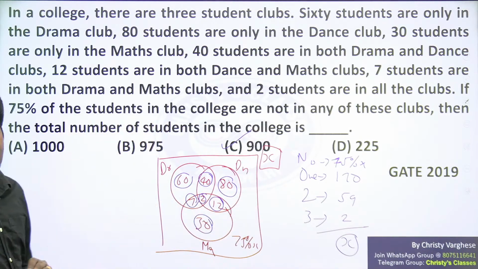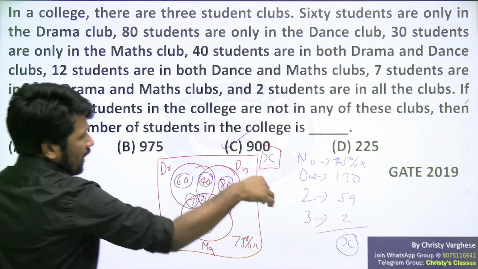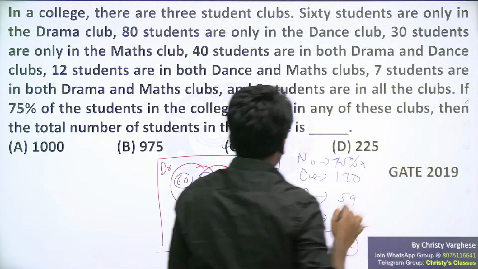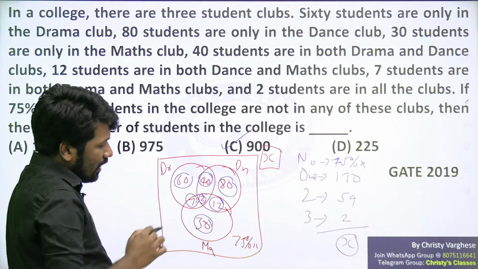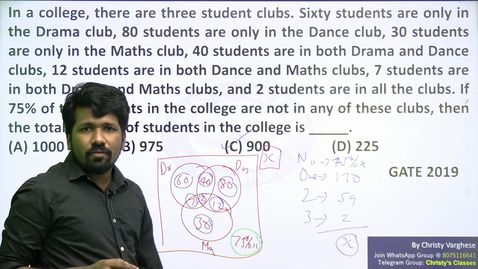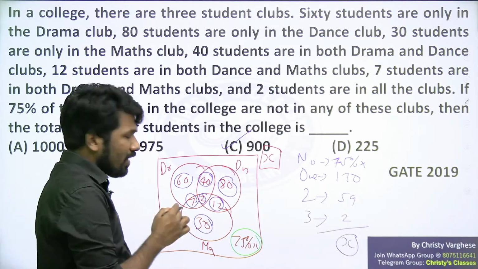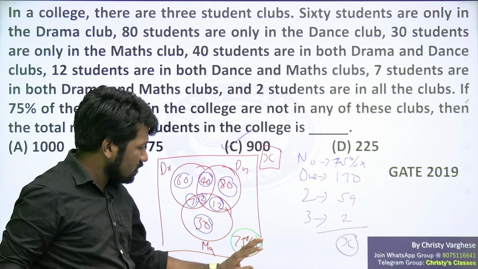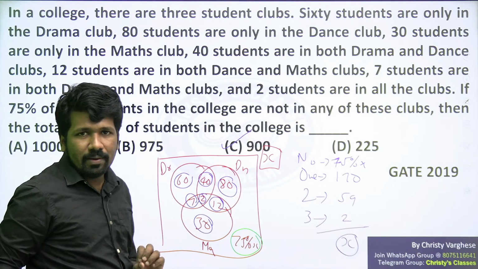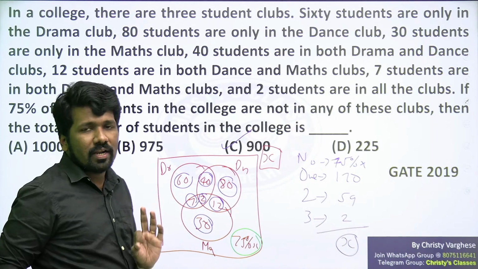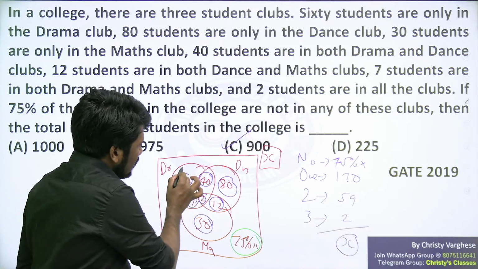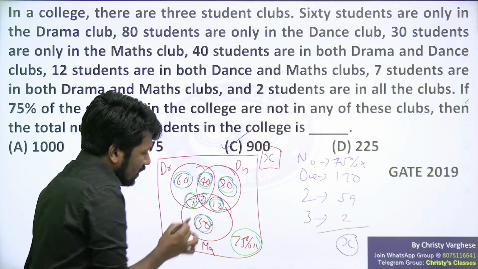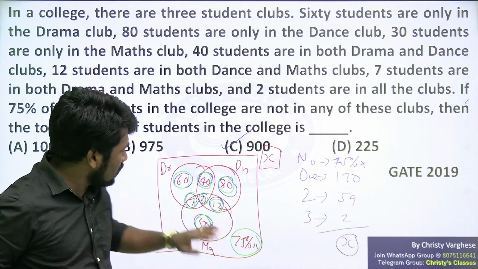Now how can you save more time? Don't write any of those steps if you want to save time. Listen very carefully. These are all distinct elements. 75% are not in any of the clubs means 25% will be in at least one club. 100% total people, 75% are not in any club, which means the number of people in at least one club will be 25%. That means the sum of all these values will be equal to 25%, you can directly say. So don't categorize it into groups, directly add it up.